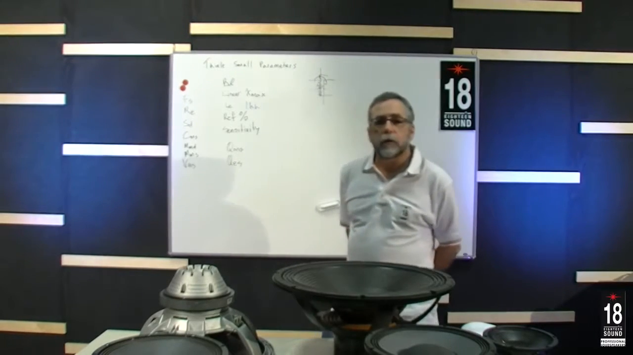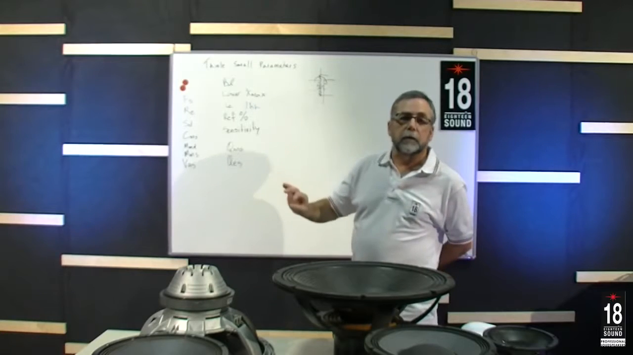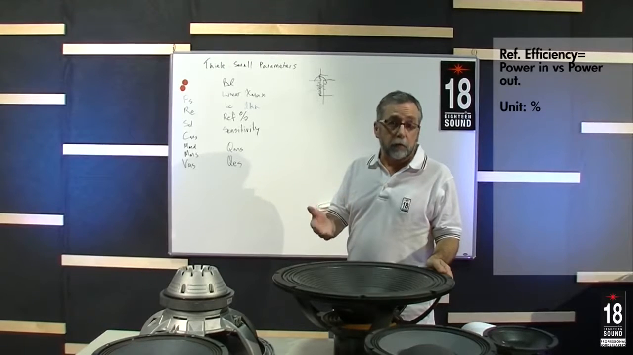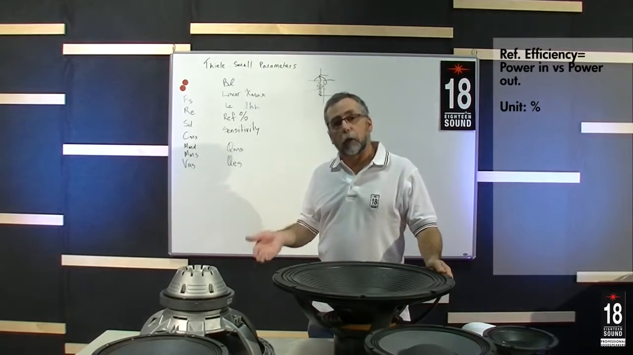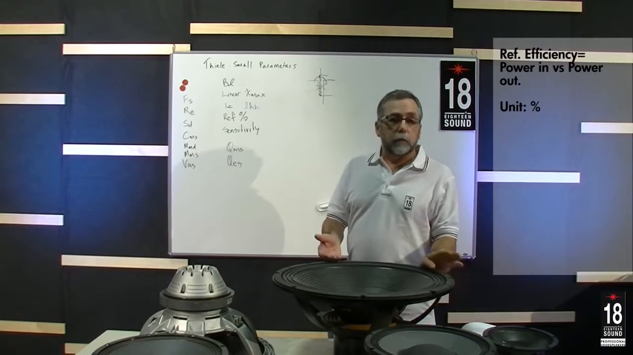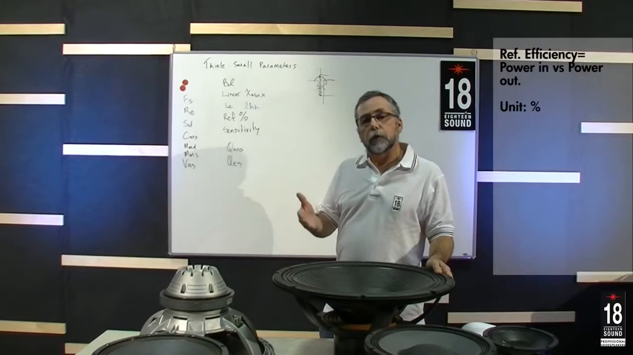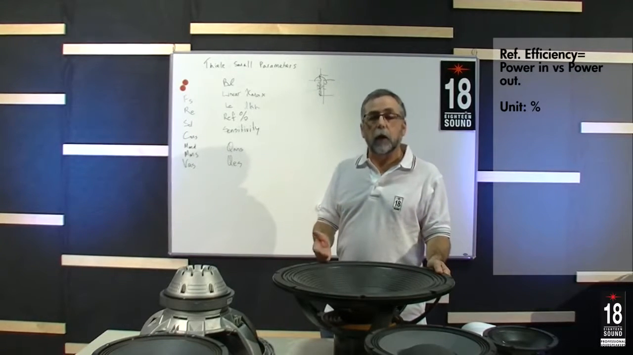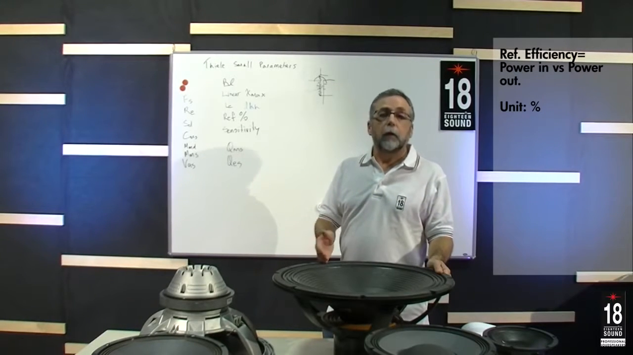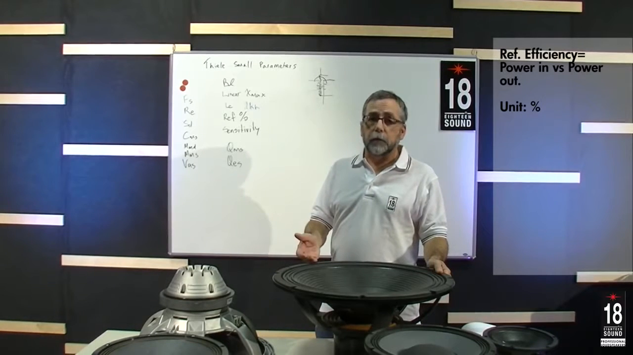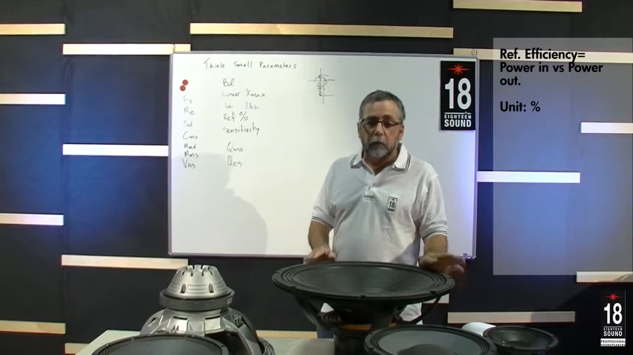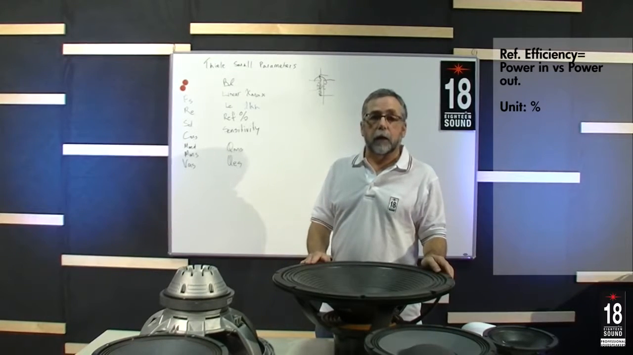So next on the Thiele-Small list is reference efficiency. And this is an efficiency calculation measurement based on power in versus power out. And it is a simple conversion defined in percentage. What we see in pro loudspeakers is a reference efficiency typically in the zone of 1 to 5%. In compression drivers, especially when they get attached to horns, it can be considerably higher, 20, 25, and theoretically even to 50% efficiency.